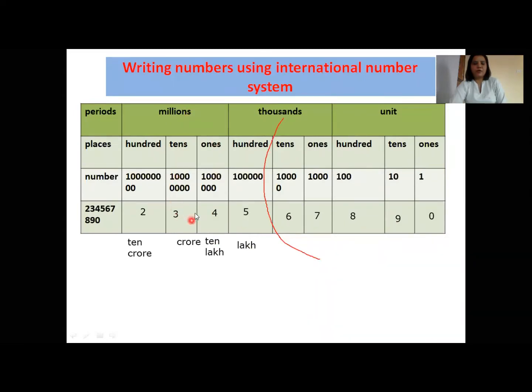The place value of 3 in Hindu-Arabic system is crore, whereas the place value of 3 in international system is 10 million. And the place value of 2 in Hindu-Arabic system is 10 crore, whereas the place value of 2 in international system is 100 millions.